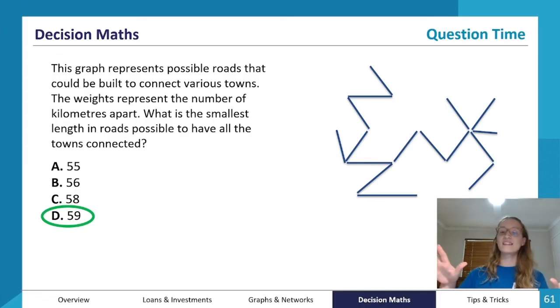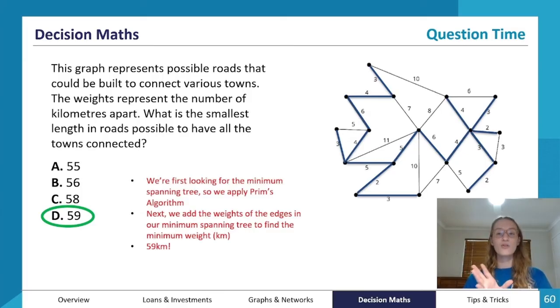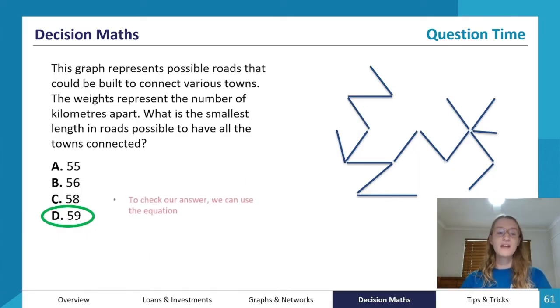It literally looks like that skeleton or like that dead tree with no leaves. It's the bare minimum number of connections between all of our towns with the lowest minimum weight. So the most effective, most cost efficient, easy possible way we can connect all the towns is by having to build 59 kilometers of road.